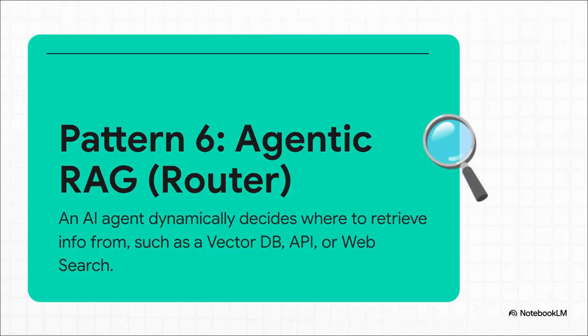Now, instead of a fixed, linear workflow, you have an LLM agent that sits right at the front, and it acts like a traffic cop. It analyzes the user's query and then intelligently decides what the best tool for the job is. Does this need a web search, an API call, or maybe a look inside our vector database? The agent makes that call dynamically, on the fly.